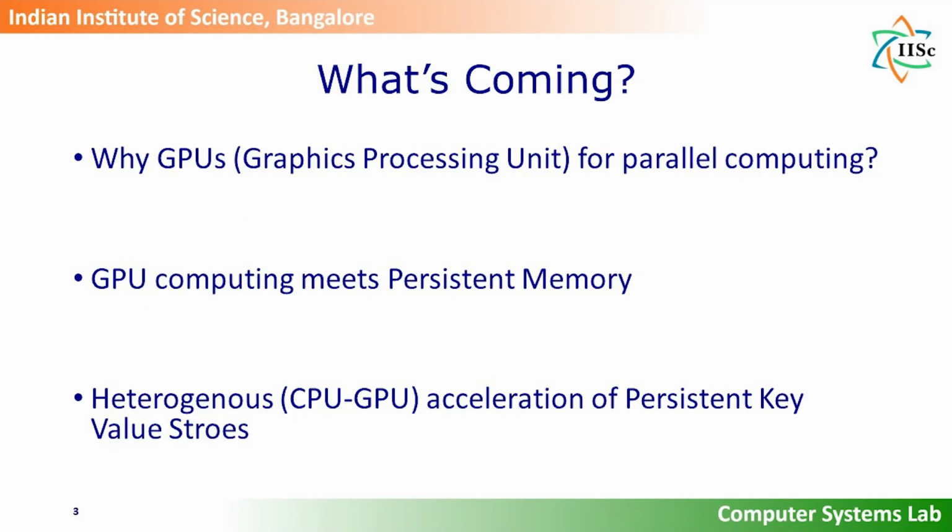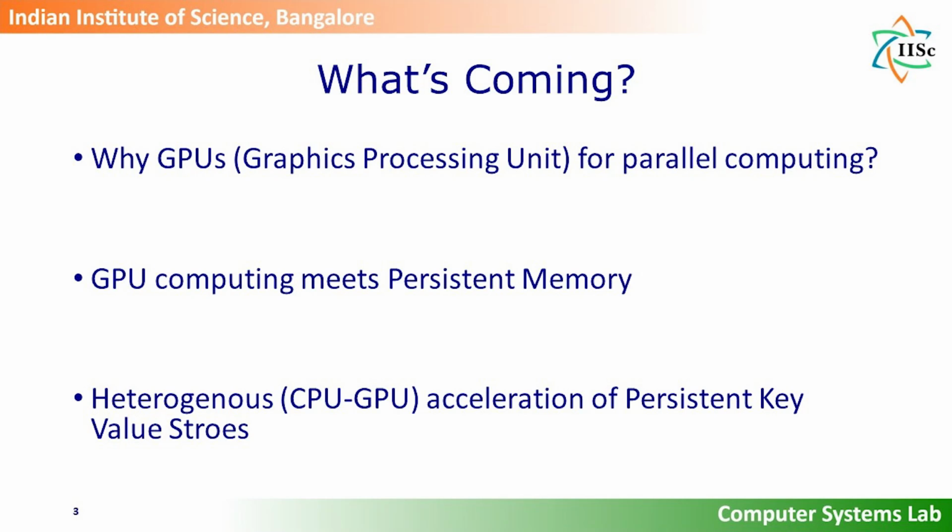Okay, so what's coming? This is the high-level agenda. For those who are not initiated on why we use GPUs for parallel computing, I'll give you a brief background. Then we'll spend most of our time on the primary topic of this talk: GPU computing and persistent memory, these two seemingly unrelated technologies, why we put them together, and how we put them together. Then we will spend maybe a couple of slides on how we extended that to use even CPU and GPU together for important classes of application.